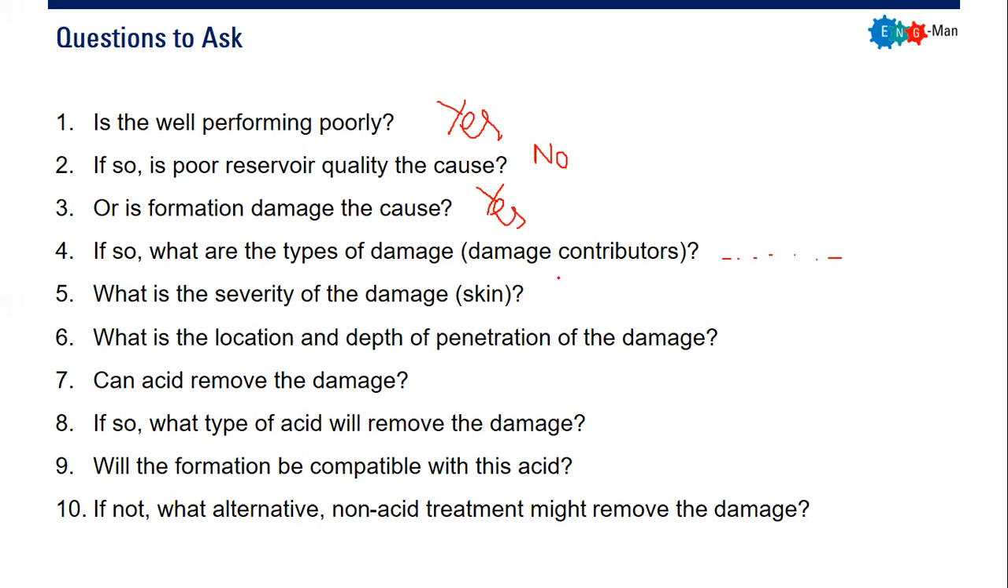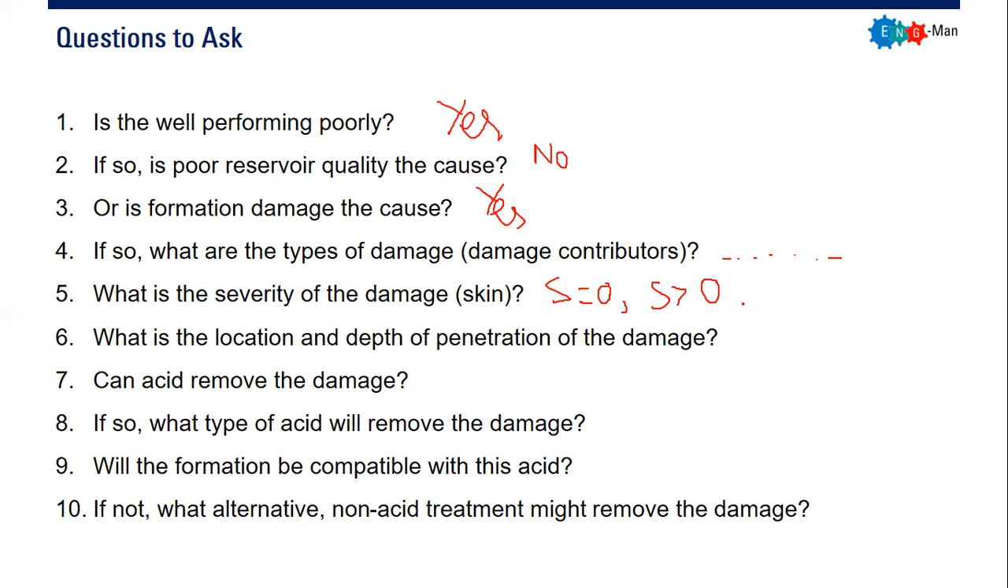And number 5, what is the severity of the damage? Of course, if your skin is 0, then acidizing your well will not give you the significant increase that you expect. So you better have skin that is positive, skin higher than 0, for example, 1, 2, 3, etc., such that it is better for you to acidize your well. So what is the severity of the damage?